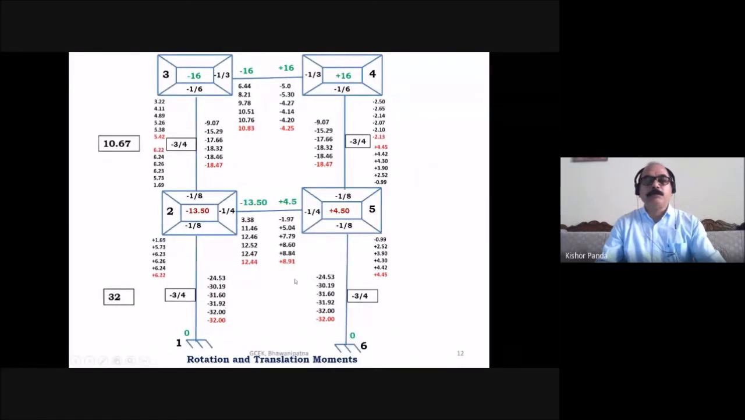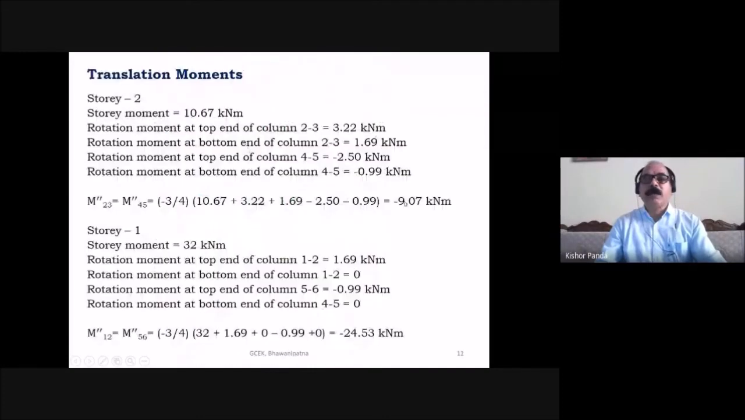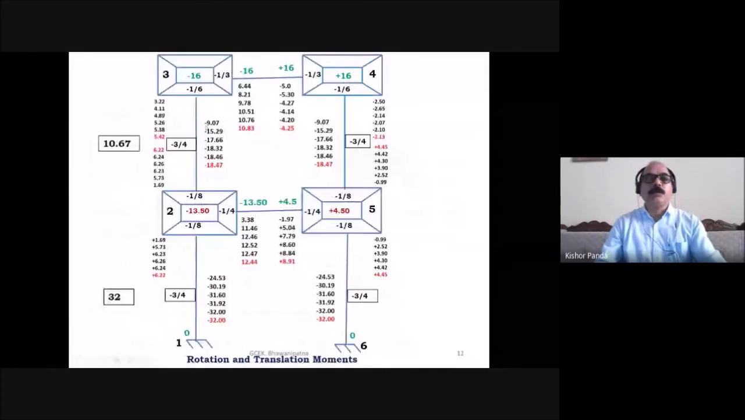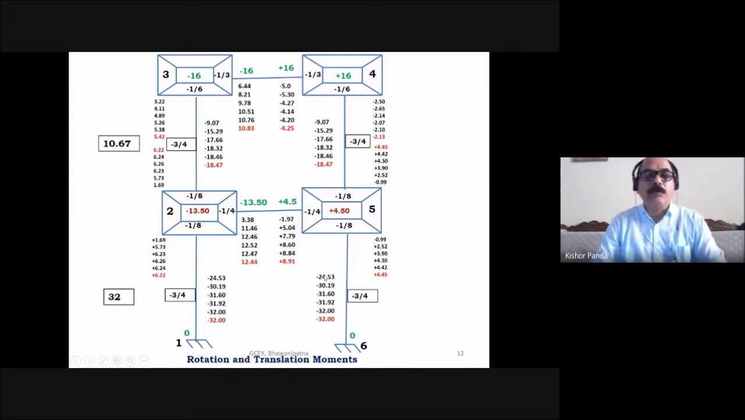The translation moment you have to put just inside the vertical member. For story 2 you got -9.07, so put this value -9.07, and for story 1 you got -24.53. So now the first cycle is over. In the first cycle, what you got? You got all the story moments at each joint 2, 5, 4, 3. Then you got the translation moment for story 2 and story 1. Now cycle 1 is over.